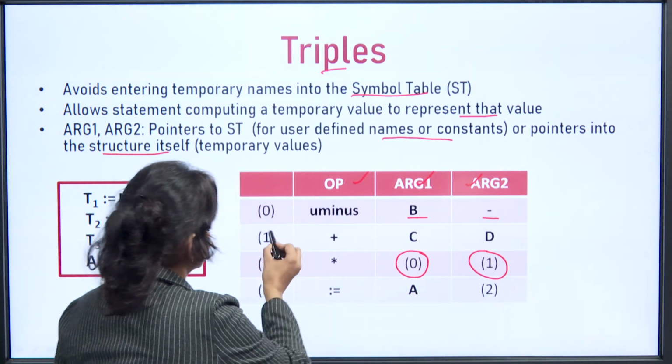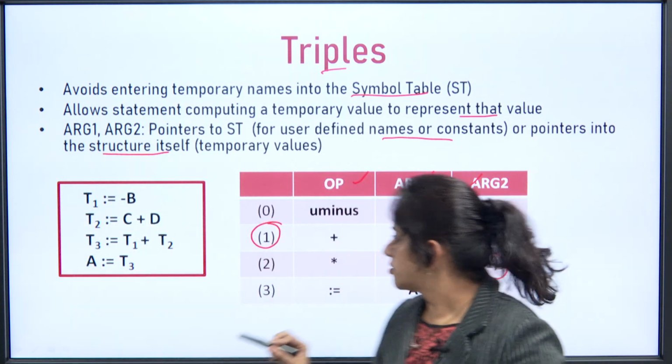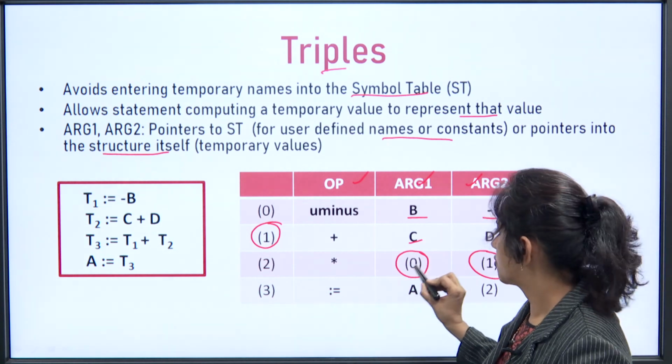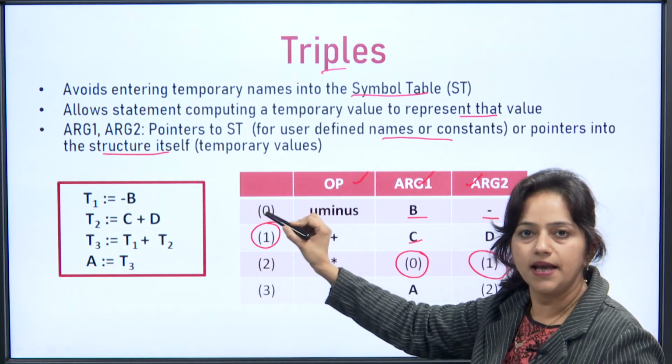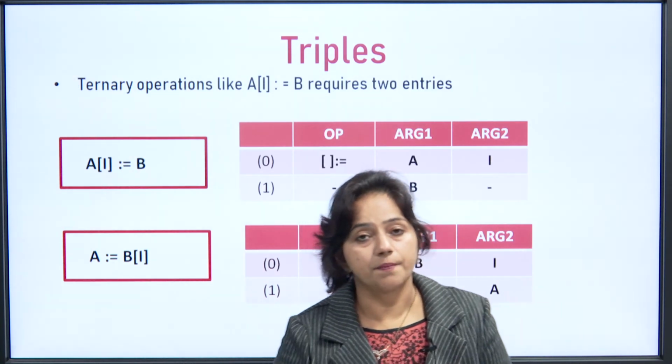Similarly, 1 means the result corresponding to this particular statement, while this one shows an entry in the symbol table, and this one shows an index for this triple table only. So, this is the triple representation.